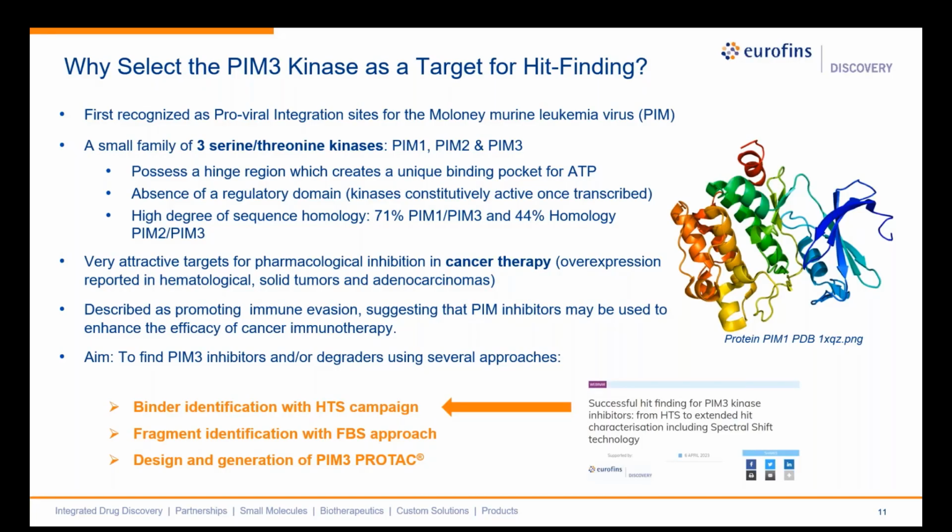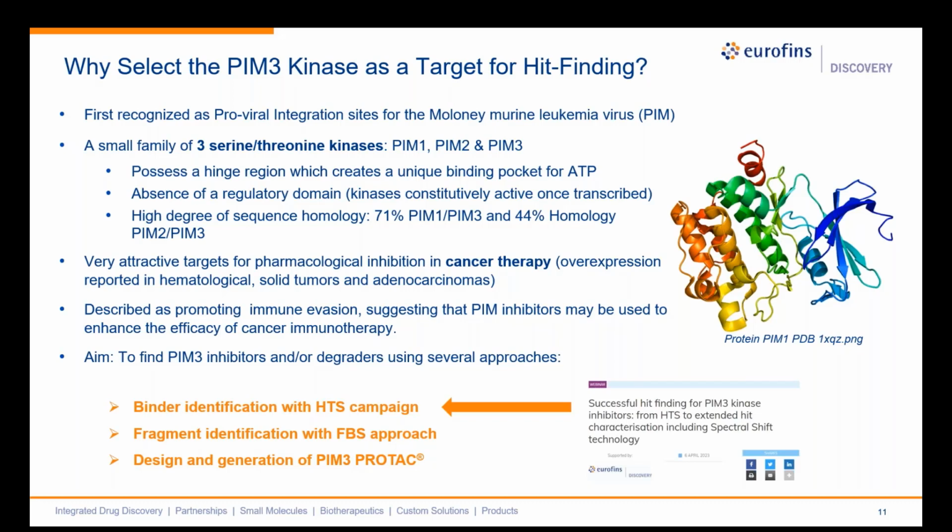So why did we select PIM3 as a target for hit finding? The PIM3 kinase is a very attractive target for cancer therapy, as it was described as promoting immune evasion. The kinase belongs to the serine-threonine kinase family and involves three highly homologous enzymes, including PIM1, PIM2, and PIM3. They have similar function and kinase domain, but differ in their distribution in tissues.